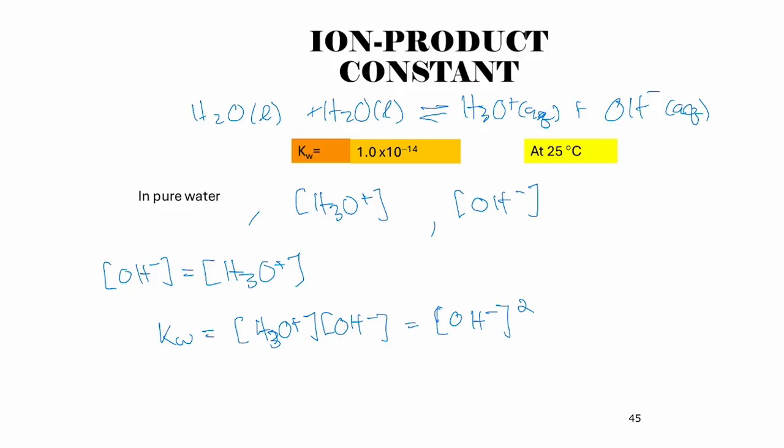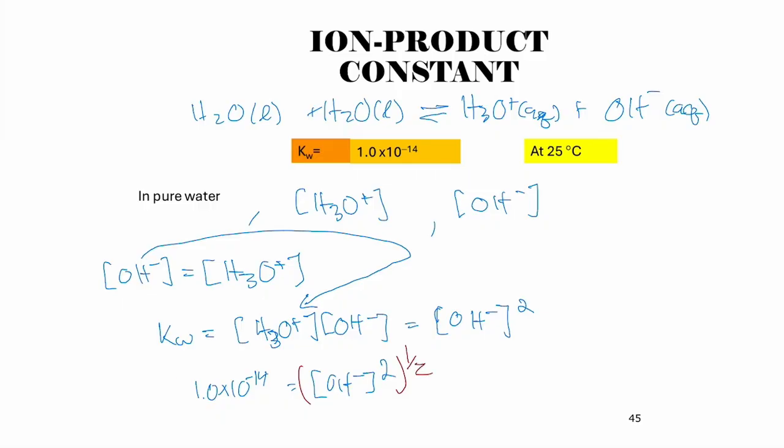All right, we substitute this in for H3O+. All I did is take this relationship and replace H3O+ with OH minus, and now I get that KW is equal to OH minus squared. I know this is equal to 1.0 times 10 to the minus 14. I square root both sides, and this gives me that 1.0 times 10 to the minus 7 molarity is equal to OH minus.